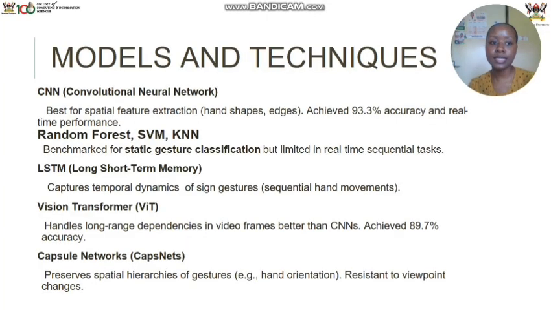Models and techniques. We created the CNN models, which are used for spatial feature extraction, and our CNN model had an accuracy of 93%, and it was the best.